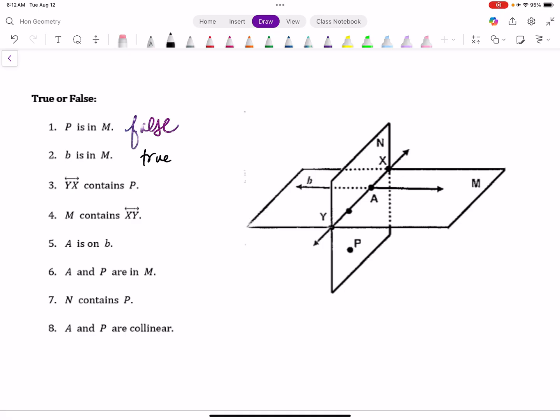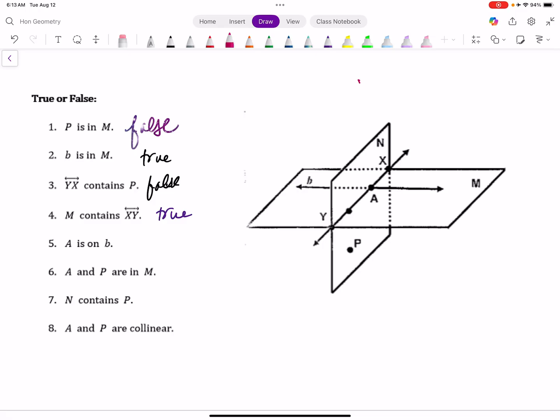Line XY, this line right here, contains point P. No, well, I said that wrong. They are in the same plane, they're both in plane N. But point P is not in plane M, and line XY is. So there's no way one can be in the other. All right, plane M, so we're looking at this plane here, contains line XY. True. Got it?